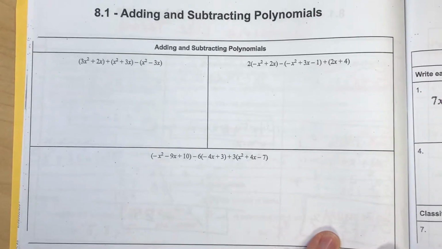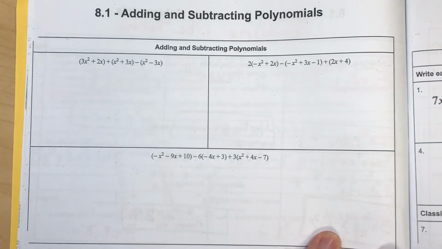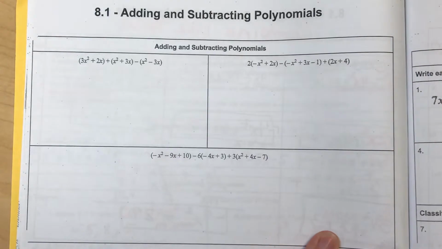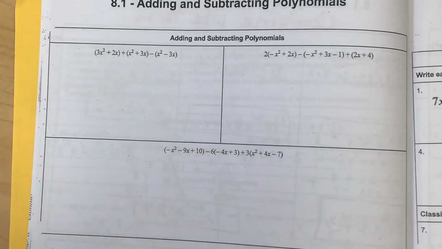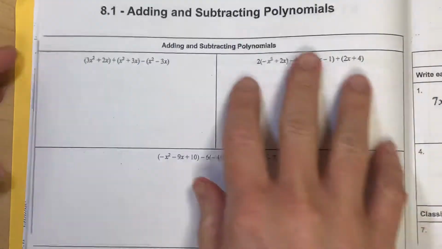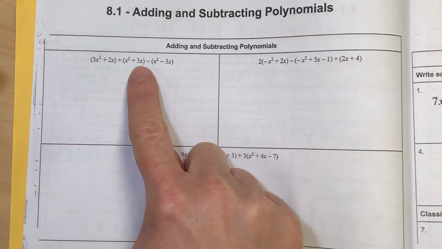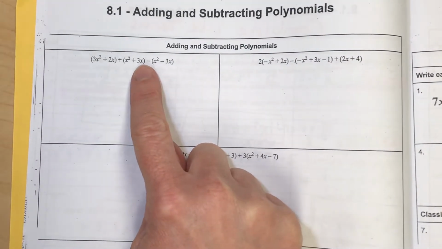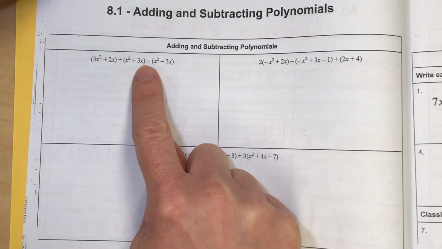In this video, I'm going to show you how to add and subtract polynomials depending on if you have a plus sign or a minus sign. So I'm going to start with this first example, and the first thing I'm going to do is try to get rid of my parentheses, and I'll show you what I mean by that.